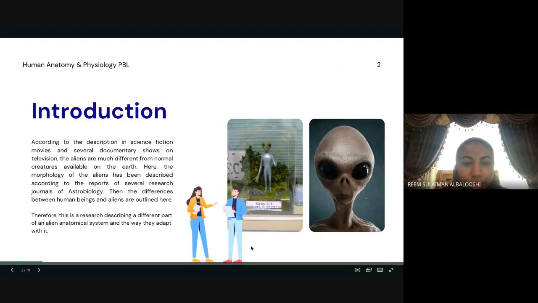So first of all, according to the description in science fiction movies and several documentary shows on television, aliens are much different from normal creatures available on Earth. Here, the morphology of aliens has been described according to the reports of research journals of astrobiology. Then the differences between human beings and aliens are outlined here. Therefore, this is a research describing different parts of an alien anatomical system and the way they adapt with it.